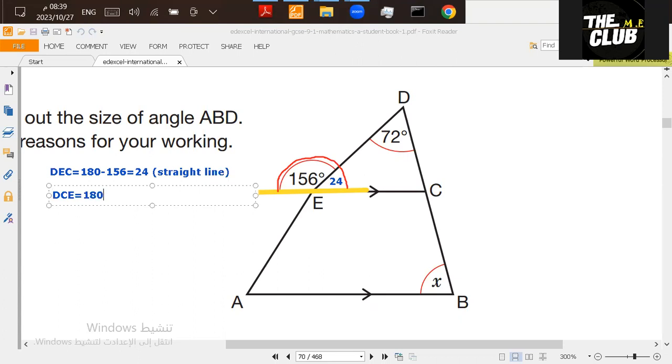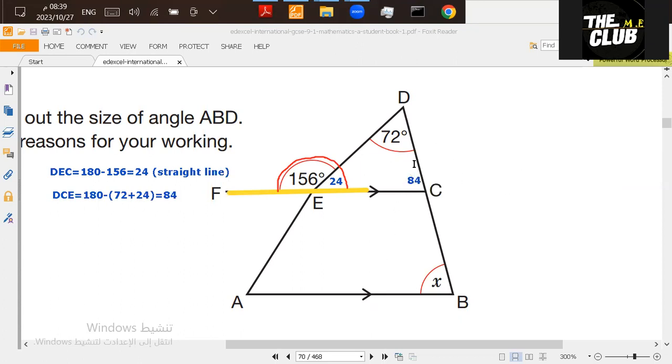The angle DCE equals 180 minus these angles added up together, 72 plus 24. And the answer will be, so we add 24 plus 72, it's going to be 96. And then subtract from 180, and the answer will be 84. So this one is 84. Write it here. 84.